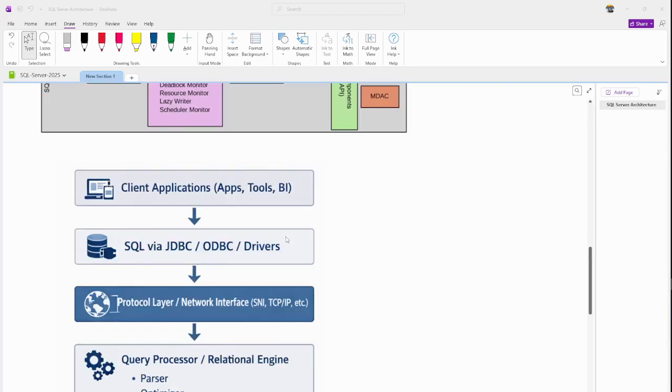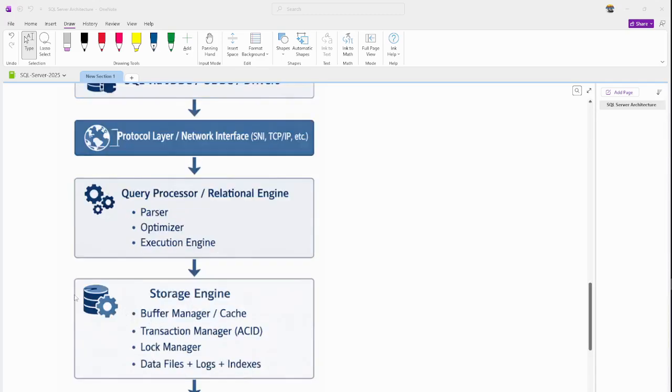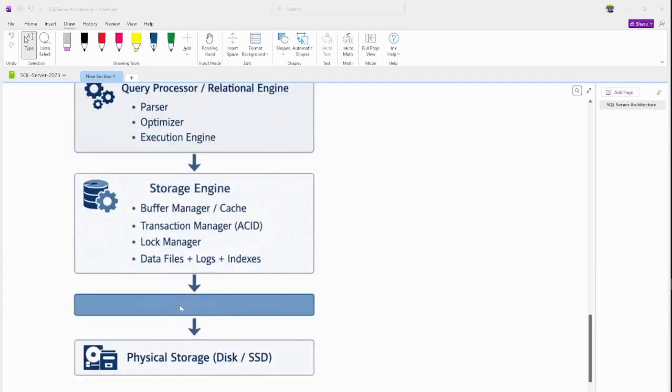And this is what we have in our documentation. So client application, then you have your ODBC or JDBC driver, then SNI, then on the relational engine, where you are getting your query processor. After that, it is going to the storage engine, your buffer manager, everything. Once this is done, you are going to the physical disk. This is what we captured in our documentation.